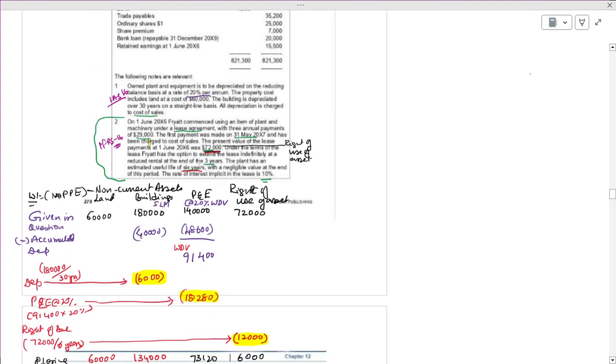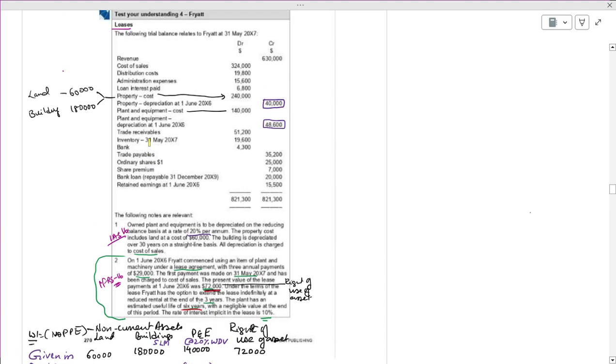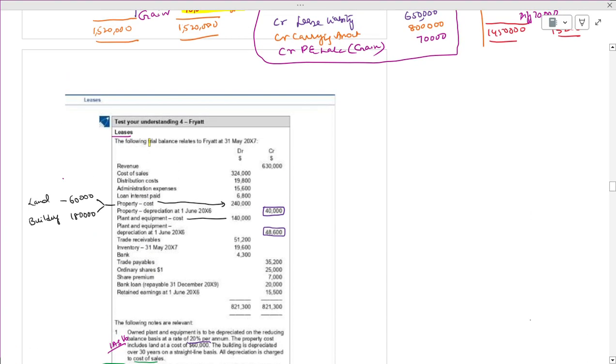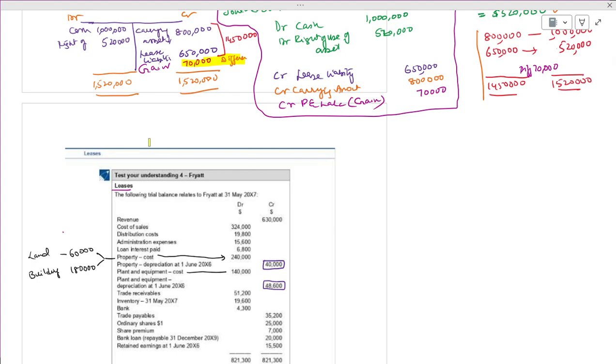Yes, doctor. Next, coming back to this, we have to calculate cost of sales. Is that working 2? Is that cost of sales? Given in the trial balance, how much is the cost of sales?